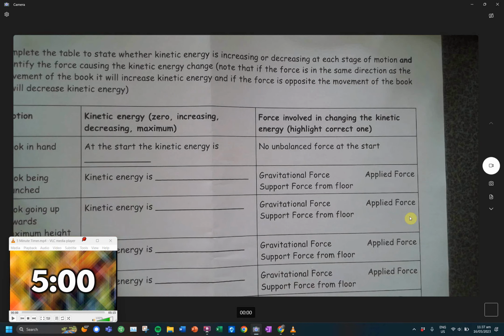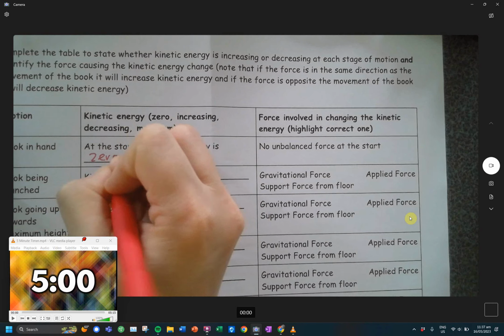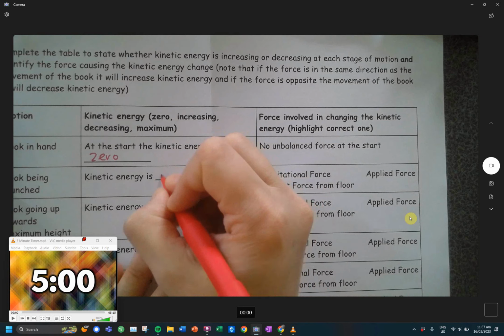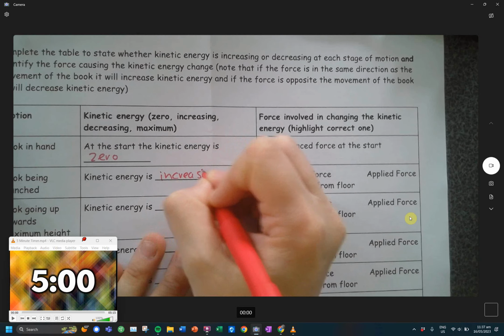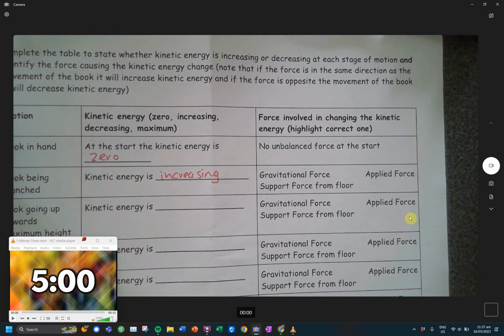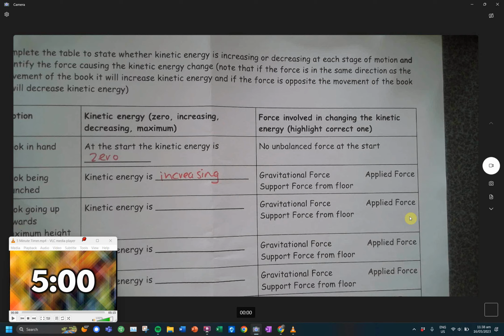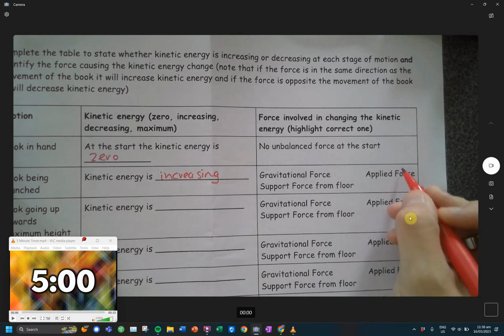So at the start, if my book is on my hand, it is zero. Nothing's happening, which means there are no unbalanced forces. We have to remember that the change in the forces is what's going to influence the kinetic energy. All right, so it's being launched into the air. We're starting to throw it. What's happening to my kinetic energy? It is increasing. The force that is involved: is it gravitational, applied force, or support force from the floor? What's pushing it upward? The applied force from my hand.